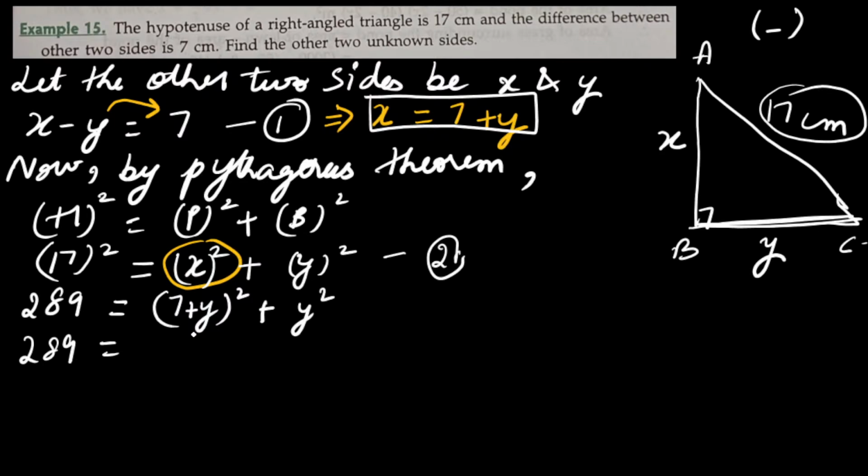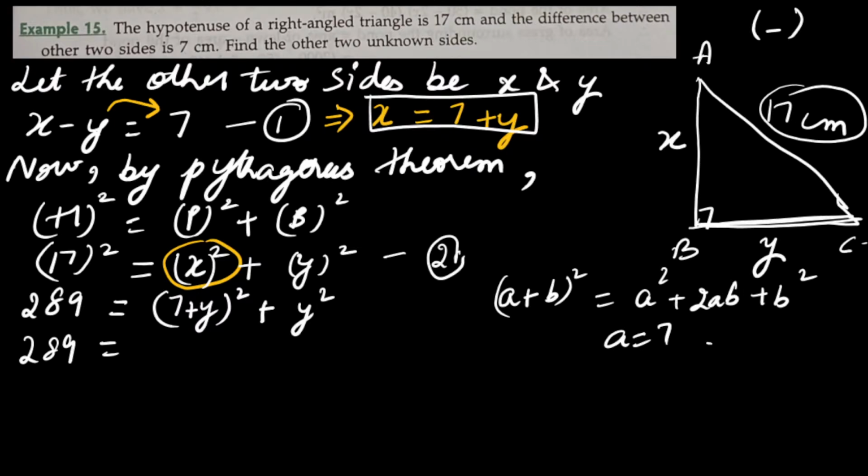On further simplification, here we know it's 7 plus y whole square. So that means here again I have to apply the expansion of a plus b whole square. So a plus b whole square is a square plus b square plus 2ab. I'm just writing it in this way: a square plus 2ab plus b square. So here let's substitute: a's value is 7, b's value is y.